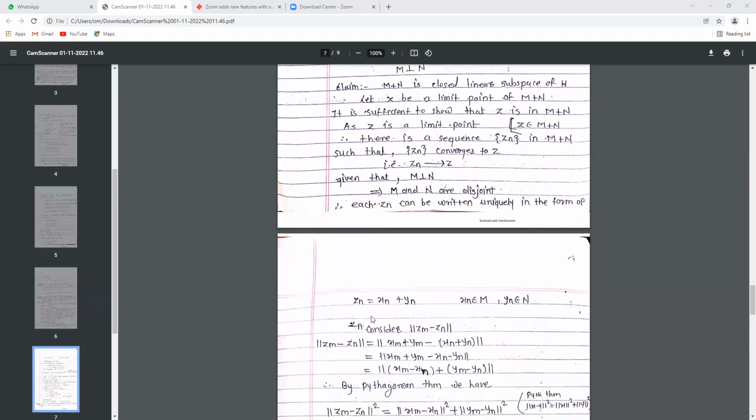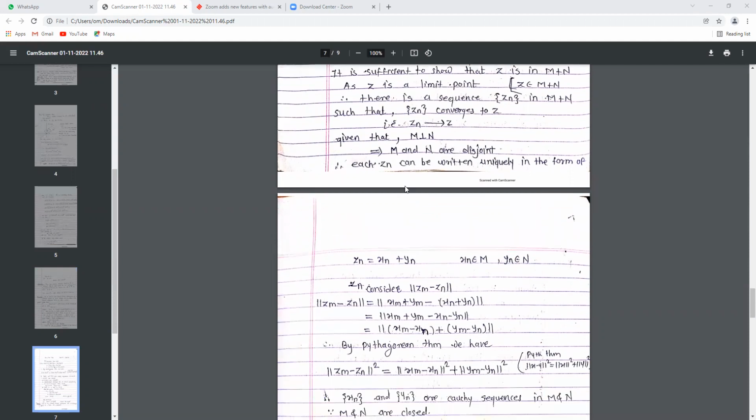Now what is given: M is perpendicular to N. That means M and N are disjoint, because there is only the zero vector common to these two sets. Every vector from M is perpendicular to N, and no non-zero vector is perpendicular to itself. Therefore there is no common vector except 0 between these two spaces, and that is why we say those two spaces are disjoint.